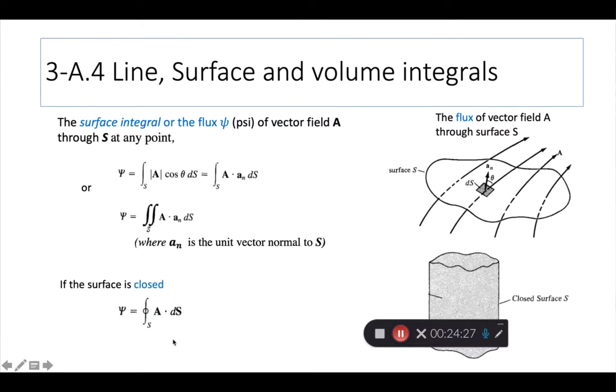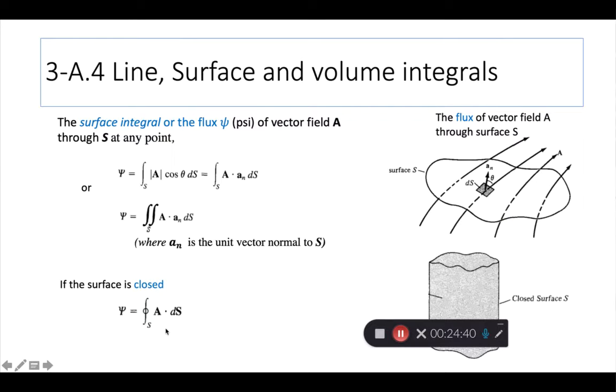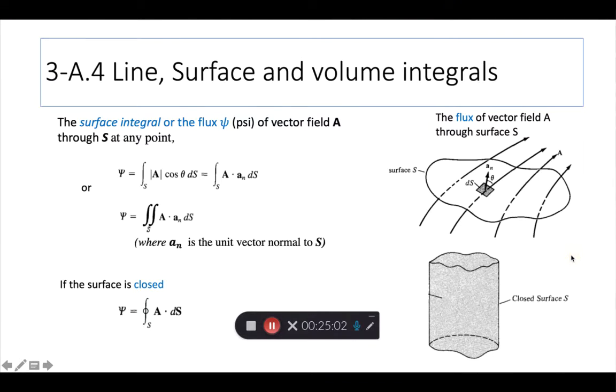Lastly, if the surface is closed, similar to what we saw previously where we called the closed line integral the circulation, here, if the surface is closed, then we put that little circle, and you'll see some examples. Here's a good example of a closed surface, right? This is a closed cylinder, while this is an open surface. So if the surface is closed, then we write it with the circle in the center, and this is the formula. Okay. All right.